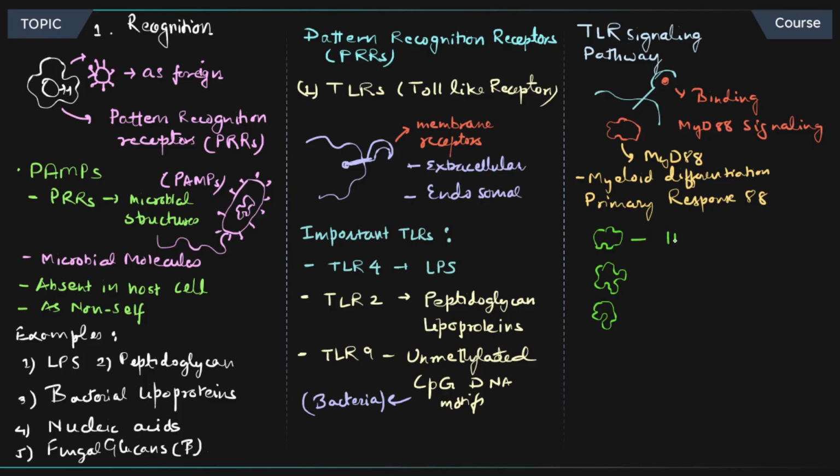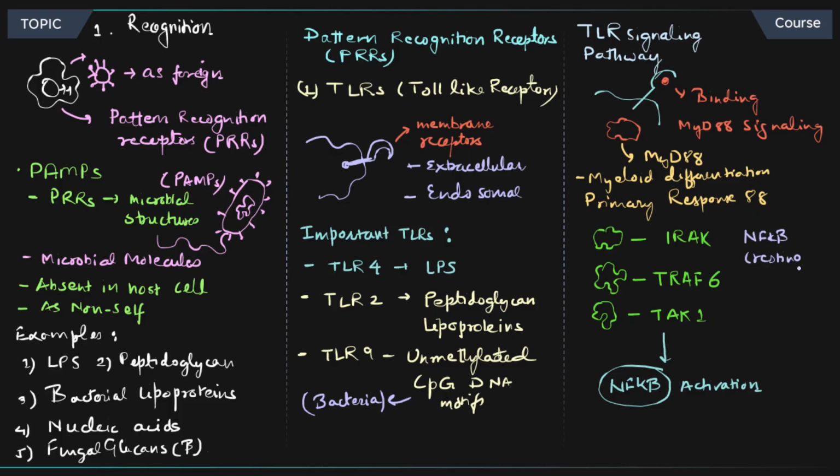You have IRAK, you have TRAF6, you have TAK1. All these proteins are going to further activate the protein NF-κB, nuclear factor kappa B. That activation is really important. When this gets activated, further gene expression is going to happen, right? So this is going to trigger an immune response, a very, very strong immune response. NF-κB is usually in the resting stage. It's usually the inactive form of this particular protein. Why? Because with this particular protein, there is another protein attached, which is IκB.